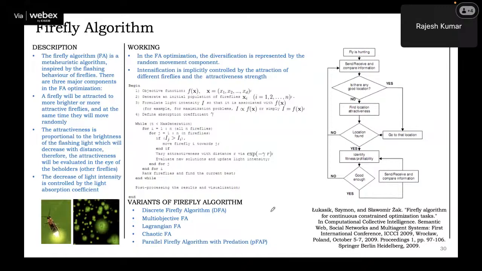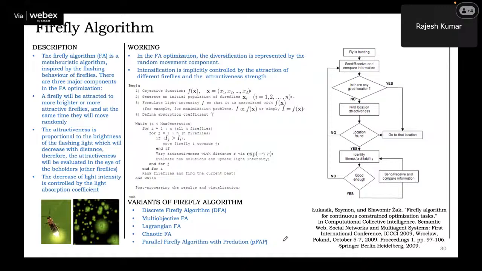You can see in the literature there are a lot of variants like discrete firefly, multi-objective firefly, Lagrangian firefly, chaotic firefly, parallel firefly. These are the variants people have developed. But the policy to move from one point to another is basically the intensity of the light. So you can model the intensity of light by a certain function.